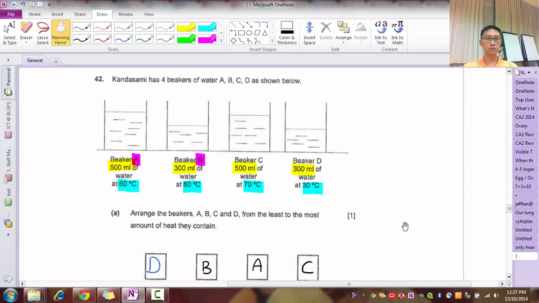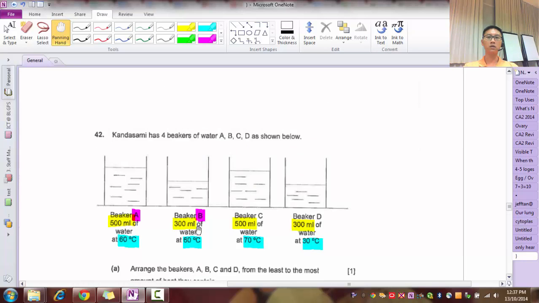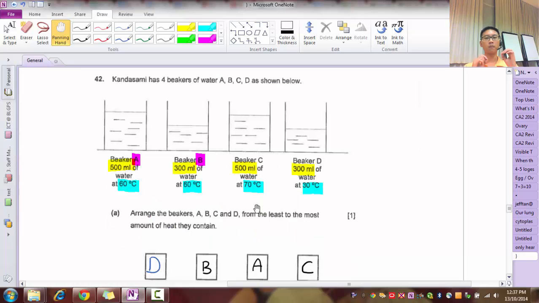42. So arrange the beakers from the least to the most amount of heat they contain. So one thing you must remember, the greater the volume, the more water I have, the more heat contains. Okay, because each water molecule contains a certain amount of heat. So the more water molecules I have, the more heat I have. Just like more people that I have in a room, it gets very hot, because each of us contains a certain amount of heat. So the more people, the more molecules, the more water, the more heat there is.